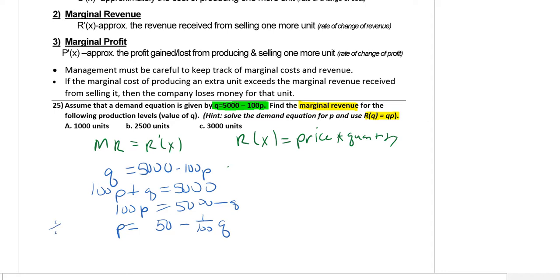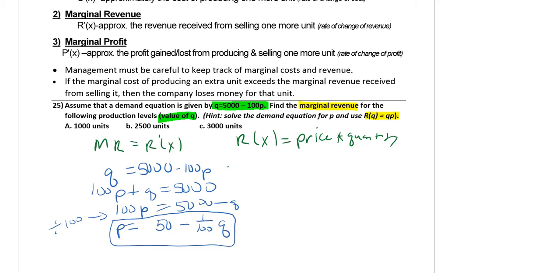So what I did there was divided every term by 100. So this is my price in terms of Q. How did I know I wanted it in terms of Q? If you look back at the sentence, it says find the marginal revenue for the following production levels, values of Q. So it's telling you, instead of X being our quantity, we're using Q, and that's relating to this formula from above. That's how we knew we needed it.